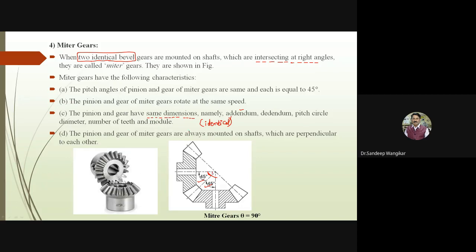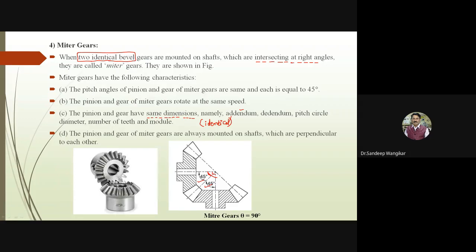Okay, so this is about the miter gear. When two identical bevel gears are mounted on shafts and they are intersecting at right angles, then we can call them miter gears, and the characteristics we have discussed.